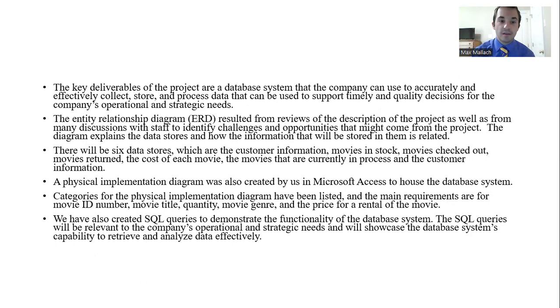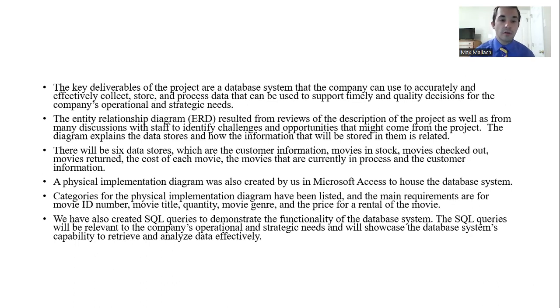There will be 6 data stores, which are customer information, movies in stock, movies checked out, movies returned, the cost of each movie, the movies that are currently in process, and the customer information that is related to that. A physical implementation diagram is also created by us in Microsoft Access to house the database system. The categories for that physical implementation diagram are movie ID number, movie title, quantity, movie genre, and the price for a rental of the movie.